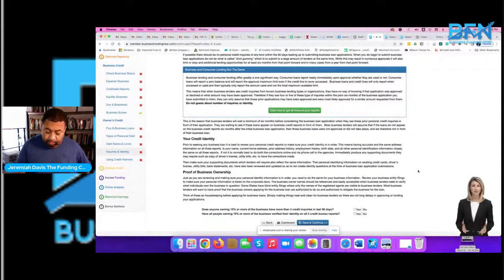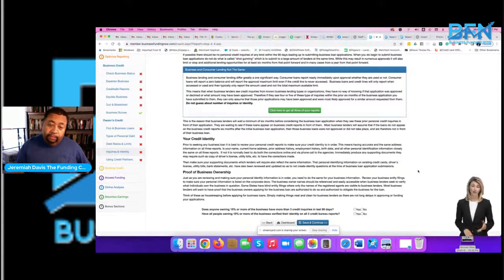Business lending and consumer lending differ greatly in one significant way. Consumer loans report nearly immediately to the credit agencies whether they are used or not. Business loans and credit lines will only report when accessed or used. This means that when business lenders see credit inquiries from known business lending organizations, they have no way of knowing if the application was approved or declined or what amount may have been approved.